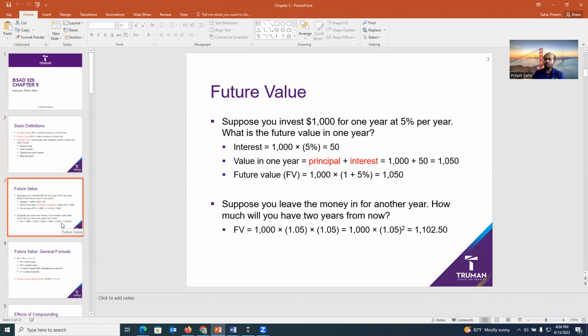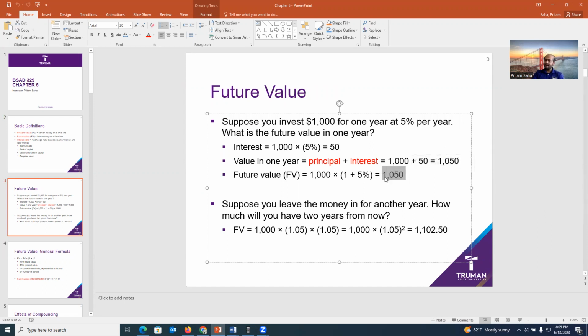Now let's elaborate the process we learned so far. So let's say you invested $1,000, okay, for 1 year, at 5% per year. How much interest will you earn? You earn 5% interest on 1,000, which is $50. Your value at the end of year 1 is principal plus interest, which is 1,050. This is basically the future value at the end of year 1, okay?